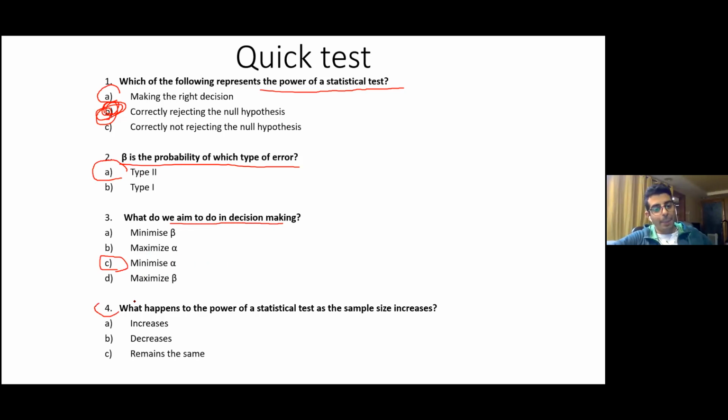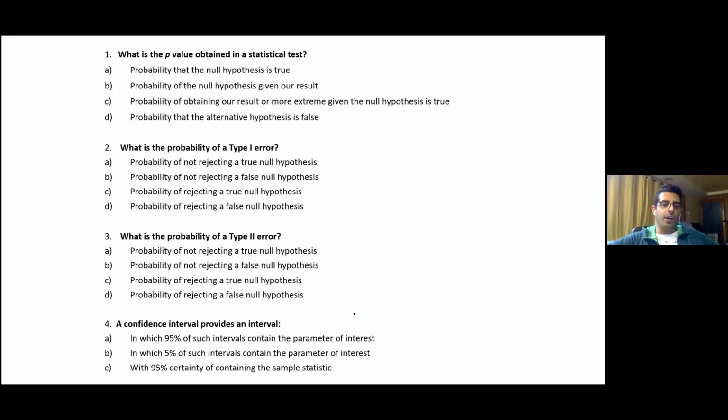So 4, what happens to power of a statistical test as the sample size increases? Increases, exactly. He could say, for example, if the effect size increases, if you decrease alpha, and so on. If you increase alpha, sorry. If you decrease alpha, power goes down. But yeah, so this is just things that you need to think about, and you need to put all this theory in your head. Either commit it to memory or understand it.